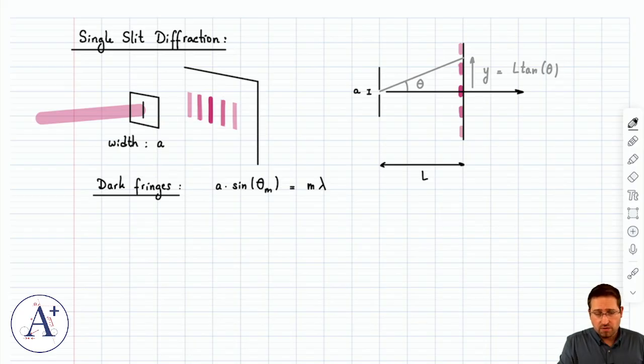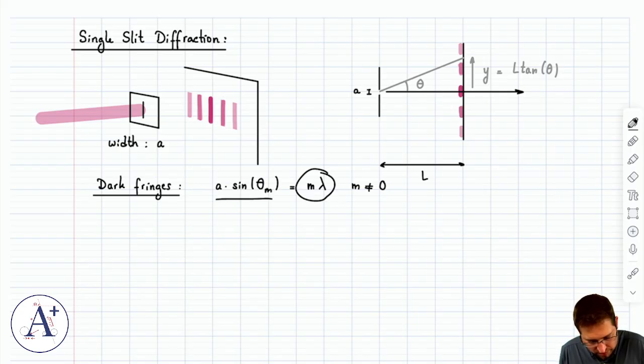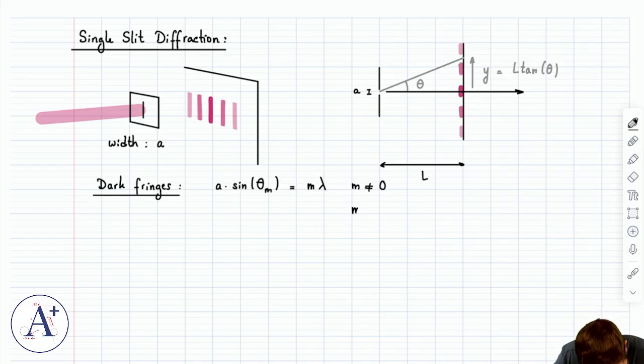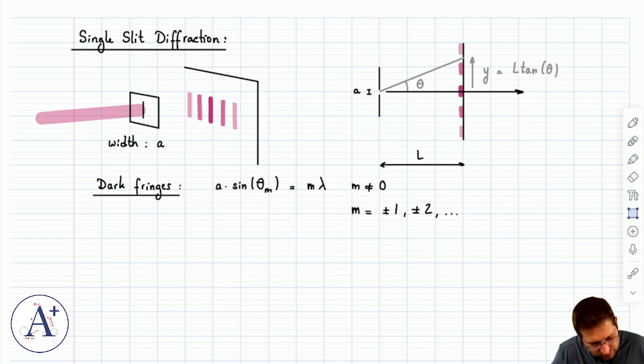We have to be very careful. We cannot have m be 0. If m is 0, this is 0, which means theta is 0, but theta equal to 0 is the bright central fringe, so you can't have that. So you can only have m equal to plus or minus 1, plus or minus 2, and so on. And that's going to be the angles at which dark fringes are located.